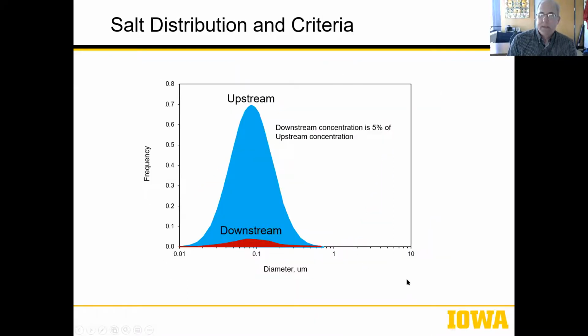What is happening is they throw a distribution of salt particles at the filter. So some are really super small, some are large, most of them are around 0.075. And so the idea then is that the total upstream concentration relative to the total downstream concentration gives you that 95% efficiency, or only 5% of them get through. So that's what's really going on.